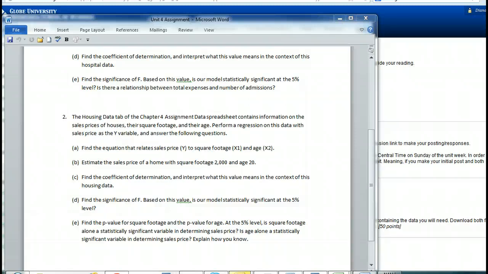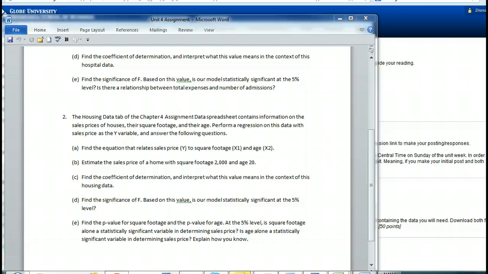And then in part B, using the formula you created in part A, you should be able to plug 2,000 square feet in as X and determine the estimated sales price using the formula that you created in part A. Then in C through E, you're going to again find some information that's in the regression analysis data that Excel has provided for you. So that's what you're going to do with the assignment.